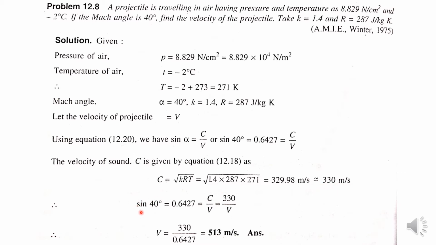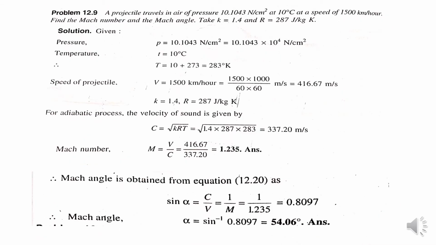So sine 40, that is 0.6427, equals C divided by V. C we have calculated as 330, divided by V. Therefore V equals 330 divided by 0.6427, that is 513 meters per second. This is the velocity of the projectile V, 513 meters per second.